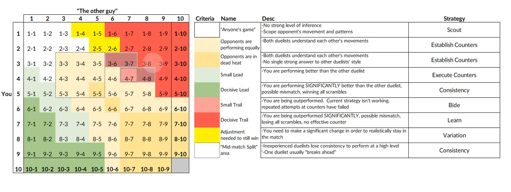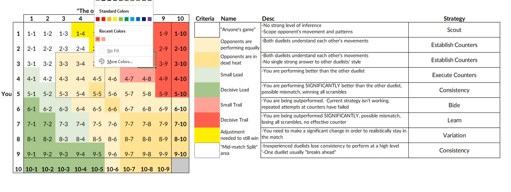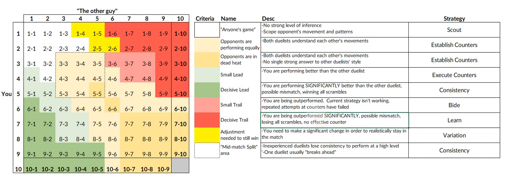So if you're in this territory, I would say that you are being outperformed. You're simply being outperformed. Your current strategy is not working. Your repeated attempts at counters have failed. And the correct strategy here, in my opinion, is to bide.